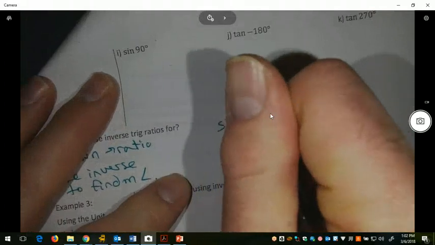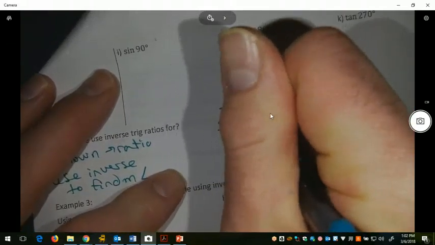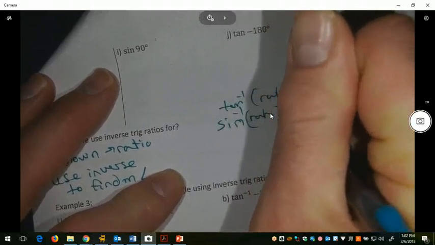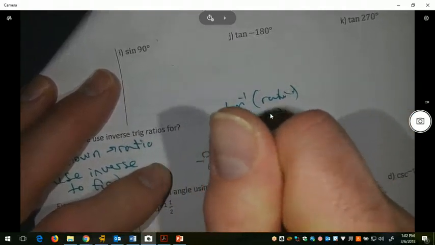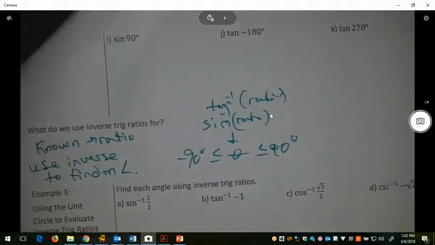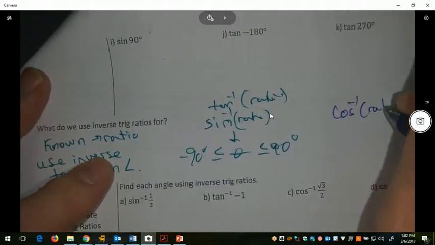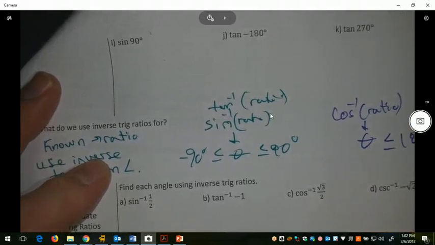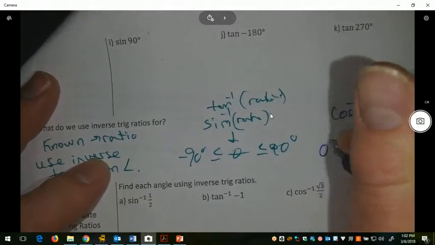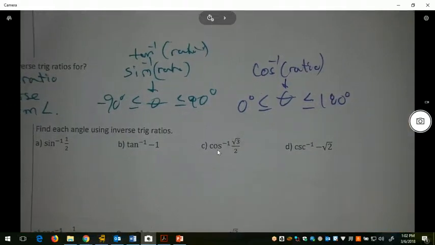That when we do sine inverse of a ratio or tangent inverse of a ratio, in order to get the angle, it has to be less than or equal to 90, greater than or equal to -90, using our unit circle. When we do cosine inverse of a ratio to get our angle, it has to be less than or equal to 180 degrees, greater than or equal to 0 degrees. So that's what you want to have written down on your paper.